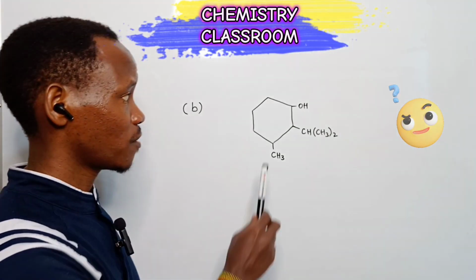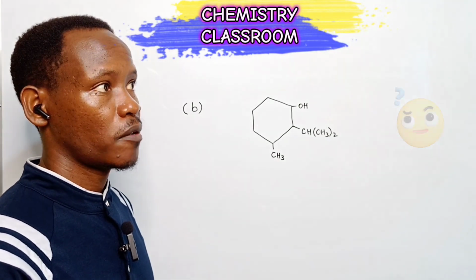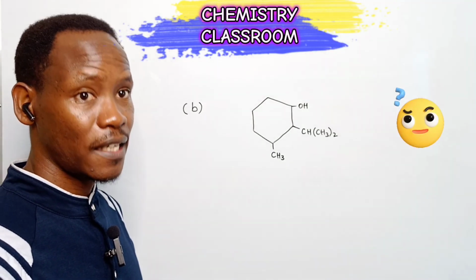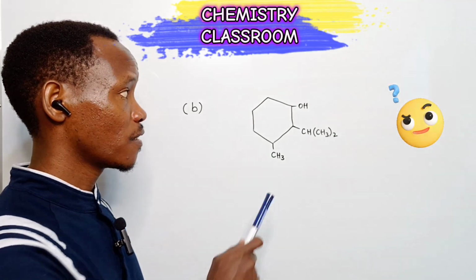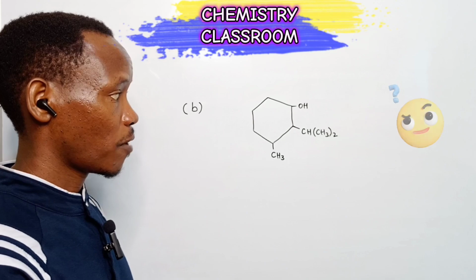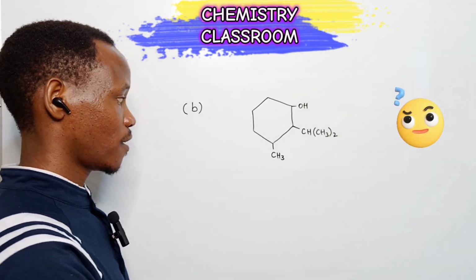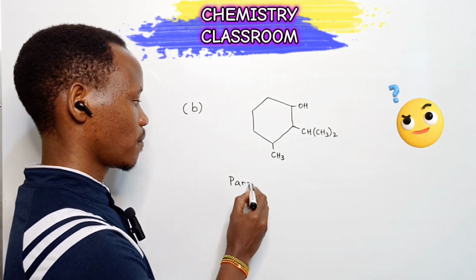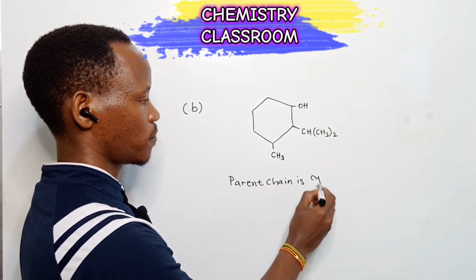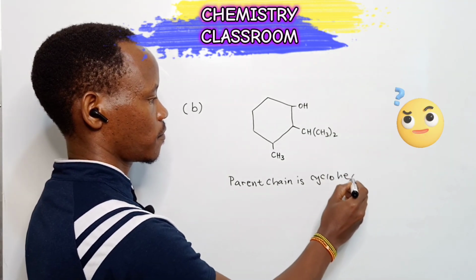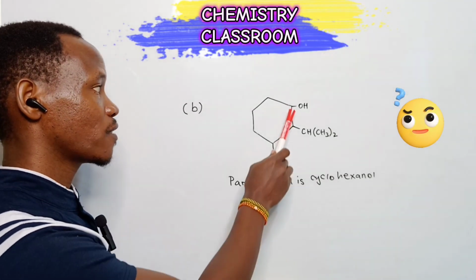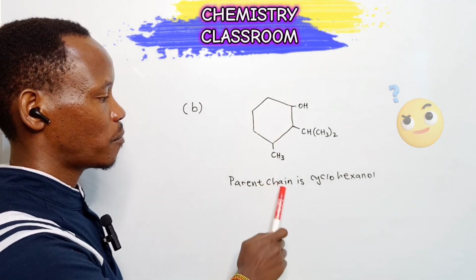Part B here also, we are supposed to name the displayed compound there by following guidelines from IUPAC. Our first guideline is to determine the parent chain, and for that case the parent name. Now notice that this is a cyclic alcohol, and therefore our parent chain, and for that case the parent name, is going to be cyclohexanol. The second guideline is that we have to assign numbers to carbon atoms on our parent chain.